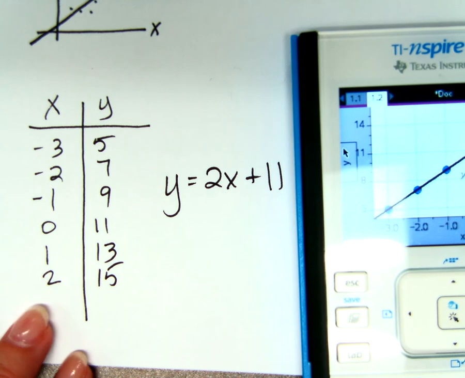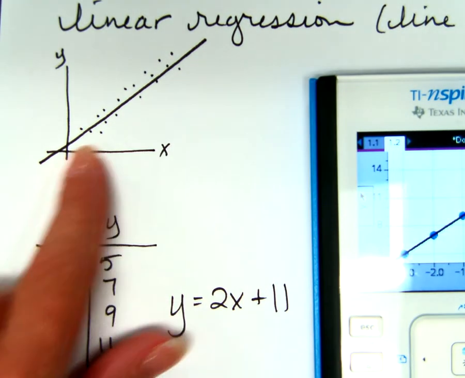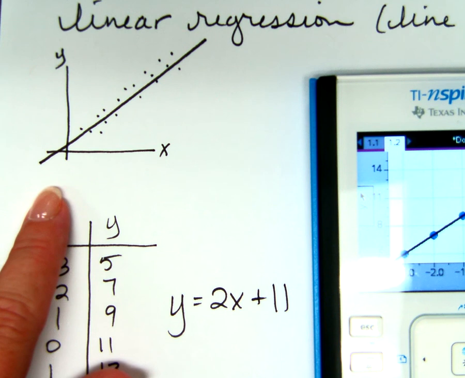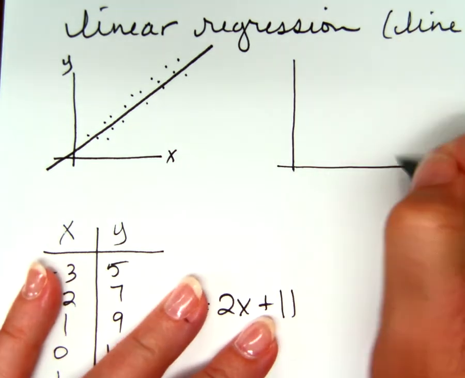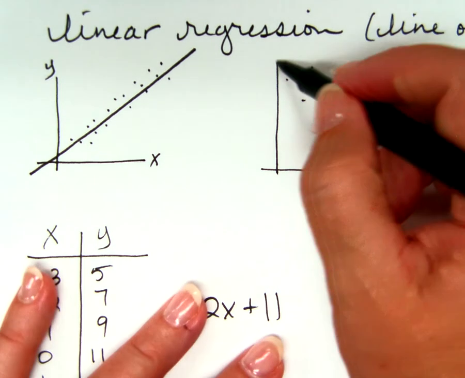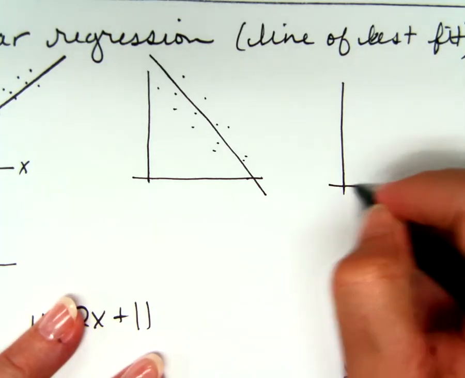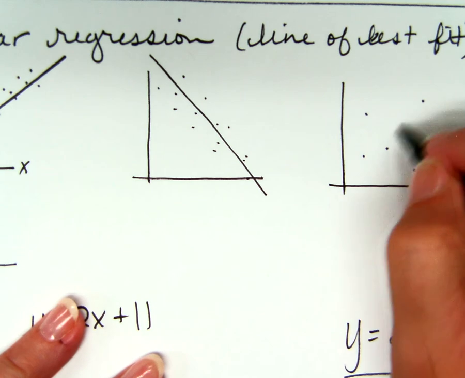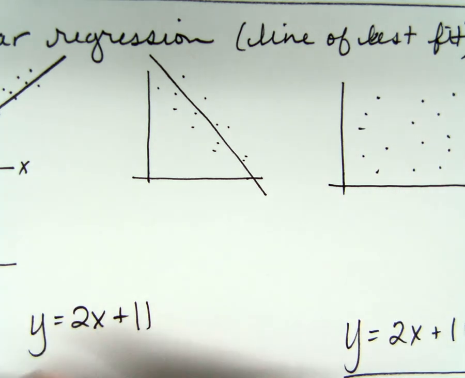Any questions about that? Guys, look at this really quick. You don't know what the equation of this line is, but can you tell me what type of slope it has? What type of slope does it have? A positive slope, right? You don't know the equation of this line, but what type of slope would it have? Negative slope, right? And you don't know the equation of this line, but what type of slope would it have?